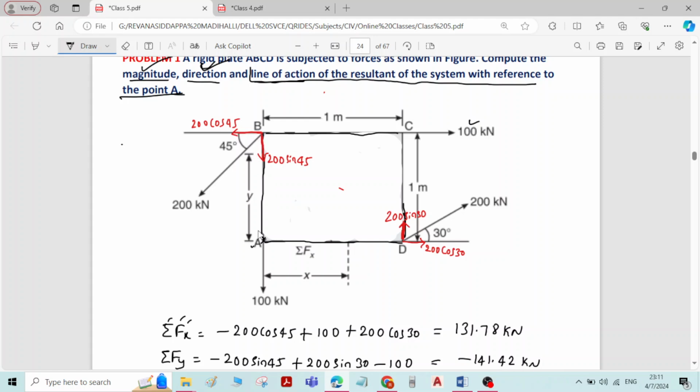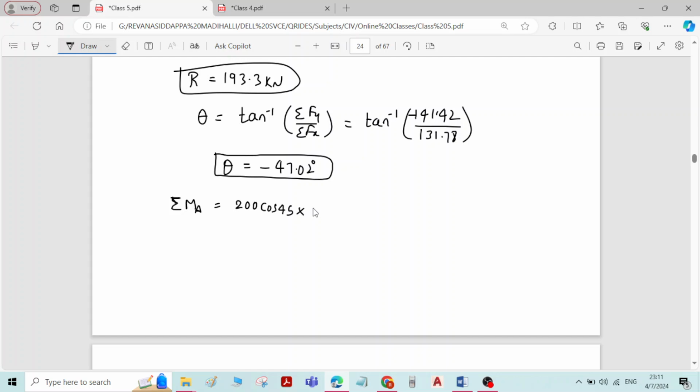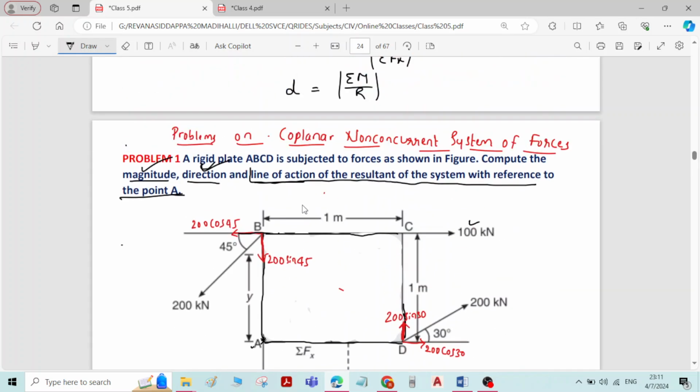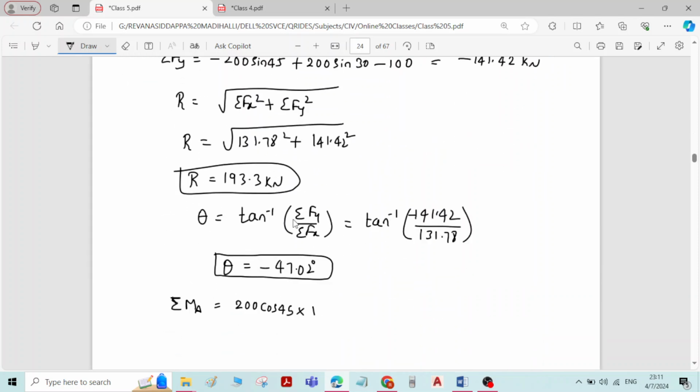And the perpendicular distance of the point A from the line of action of the 200 cos 45 force is 1 meter, right? Into 1 meter. And coming to the sign about point A, the 200 cos 45 force is tending to rotate the body in anti-clockwise direction. Sign is minus.